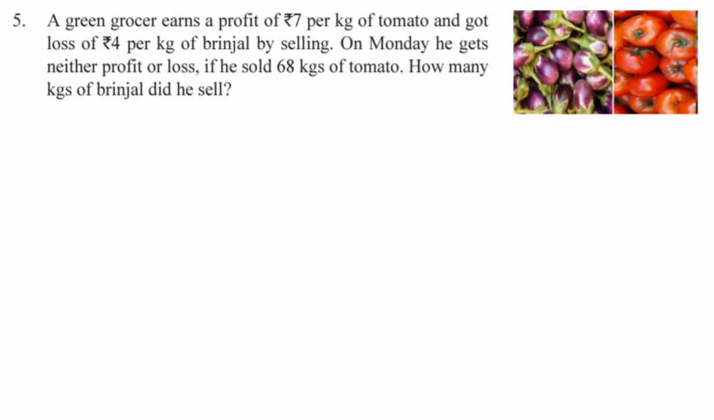Question number 5. A green grocer earns a profit of 7 rupees per kg of tomato and gets a loss of 4 rupees per kg of brinjal by selling. On Monday, he gets neither profit nor loss if he sold 68 kgs of tomatoes. How many kgs of brinjal did he sell? This is the question, children. Write the solution here. I am writing the solution here.